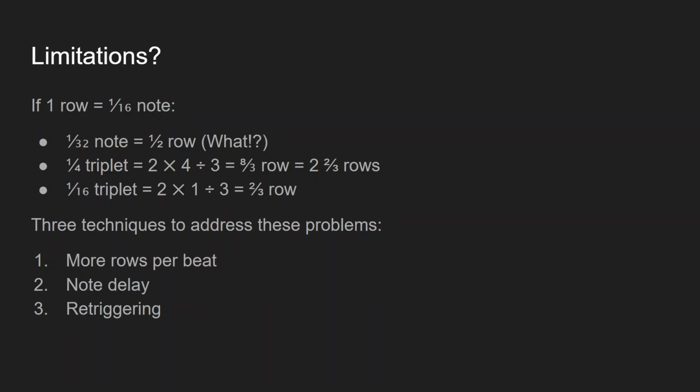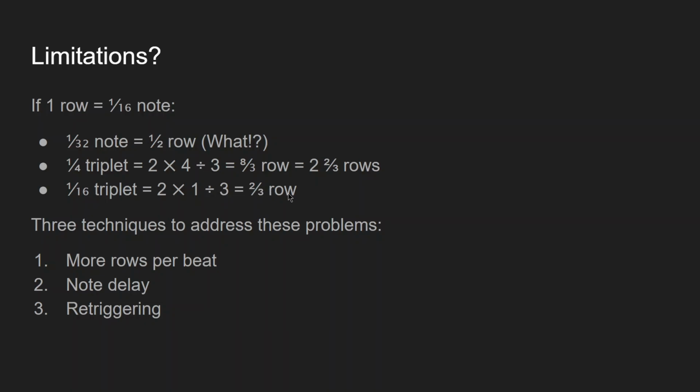What about triplets? A quarter note triplet takes up the length of 2 quarter notes. Each quarter note takes up 4 rows, we said. You're fitting in the 3 notes of the triplet, so each one is going to be 8/3 of a row. So 2 2/3 rows. Getting tricky. And then a 16th note triplet would be 2/3 of a row.